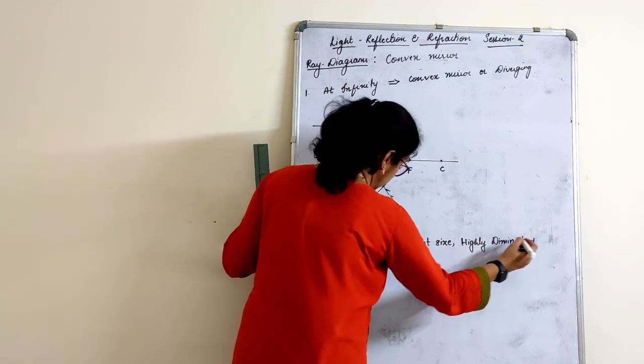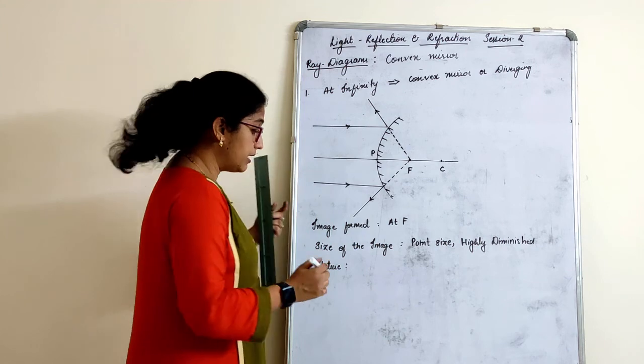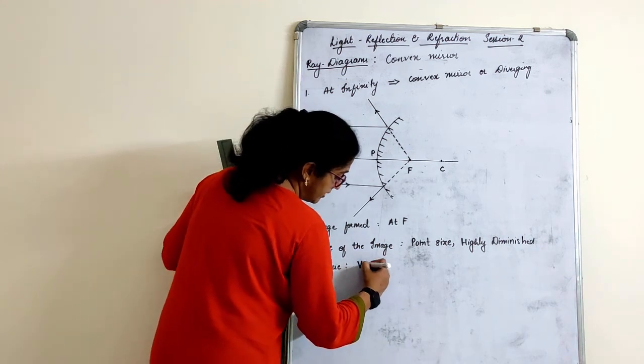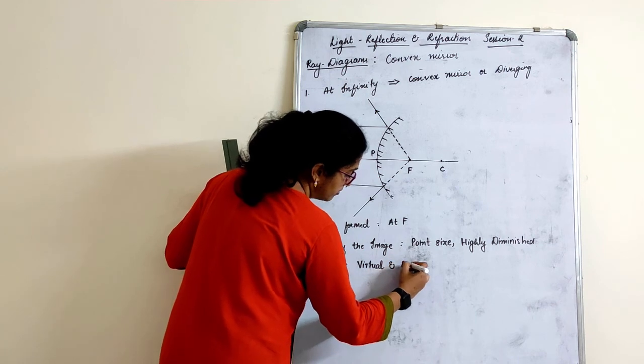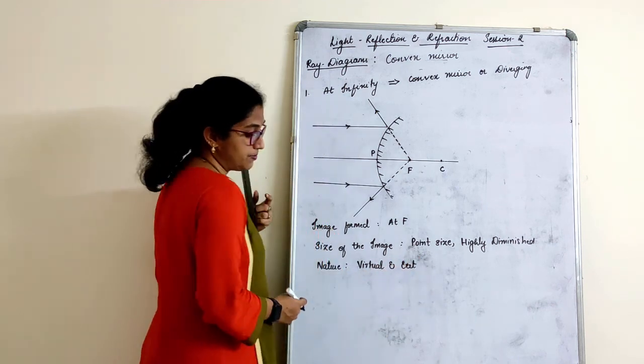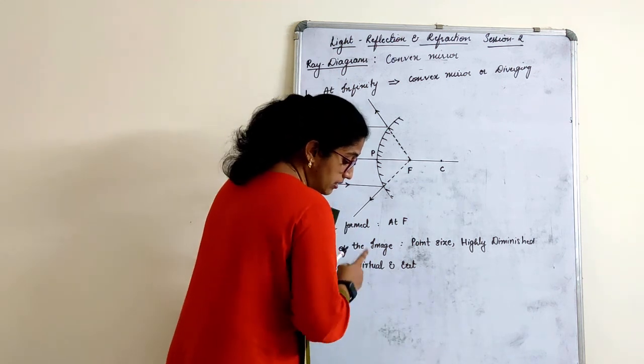Okay, nature. Convex mirrors always give you virtual and erect images. Virtual and erect.